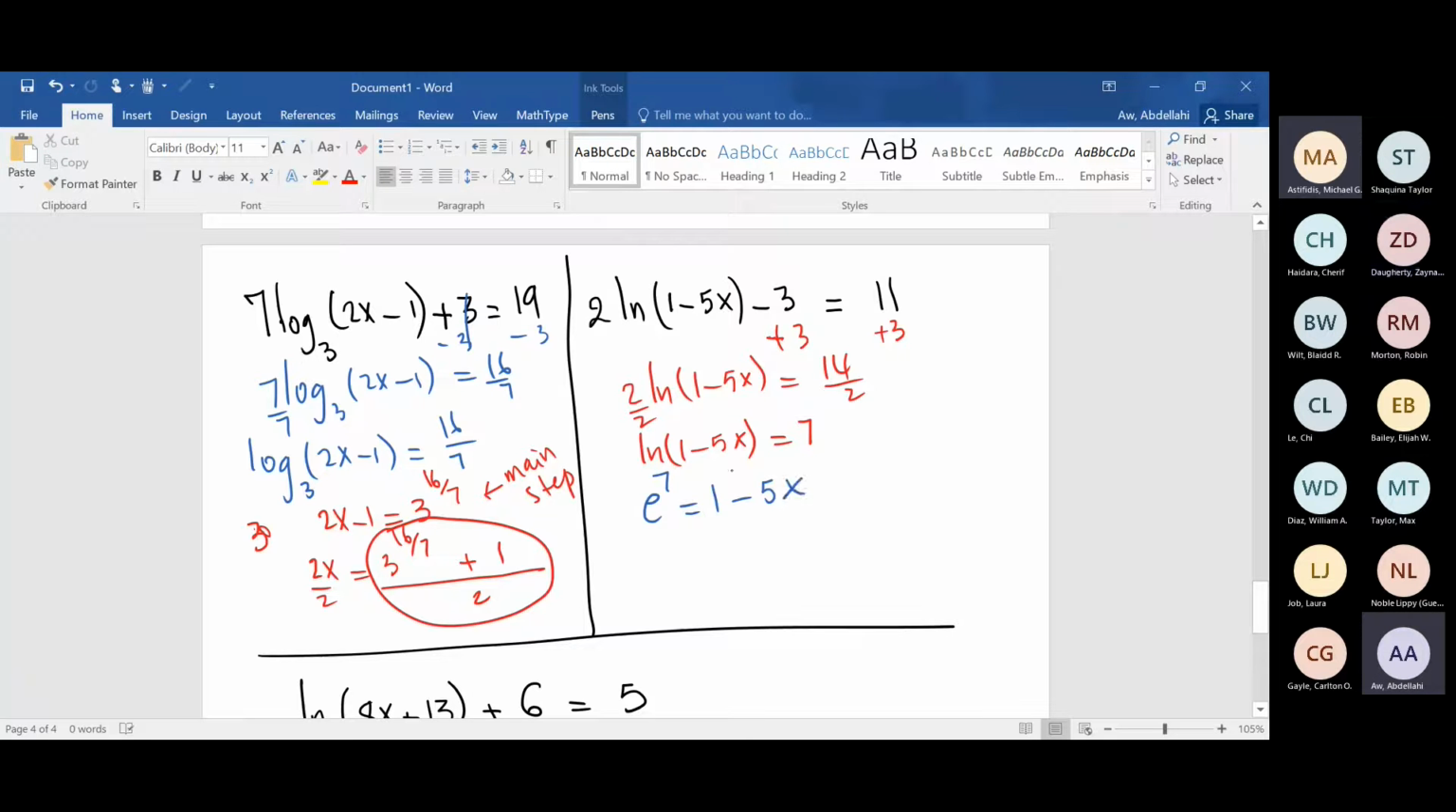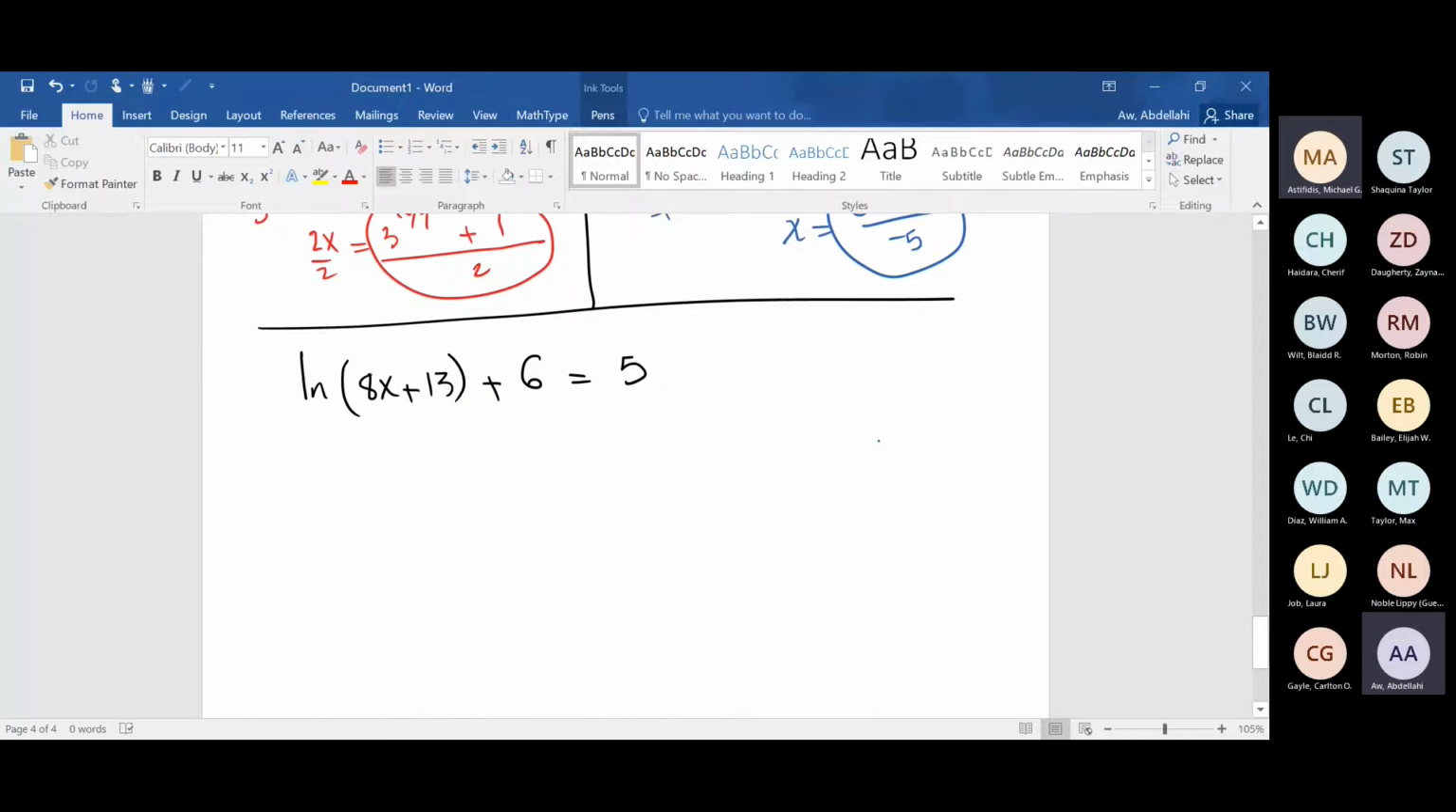Here ln is log base e. That is why we get this. And now you're going to solve for x. Subtract 1 from both sides. We get e to the 7 minus 1 is equal to negative 5x. And then finally, divide by negative 5. So we get x equal to e to the 7 minus 1 divided by negative 5. That is exactly right. Thank you. And then somebody else, other than Zainab.